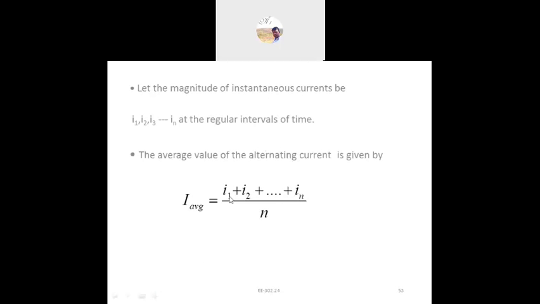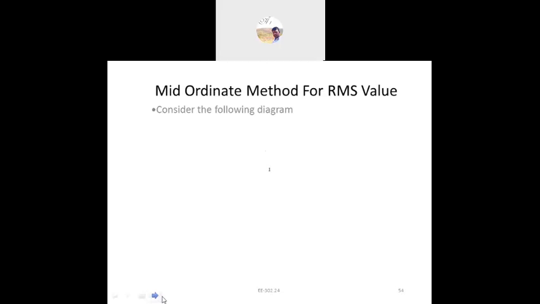Similarly here also. So sum by total, the total number of values, that is the aim. Next, here is the mid-ordinate method for the RMS value.